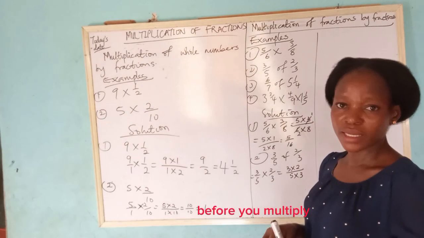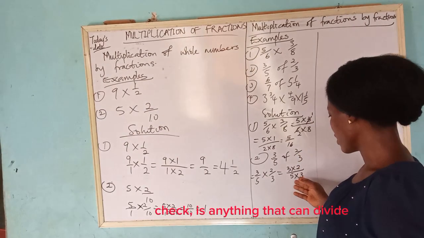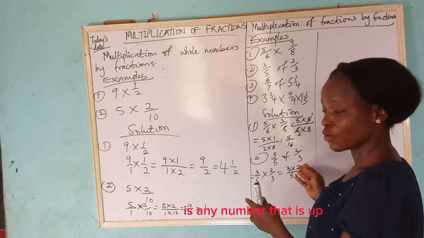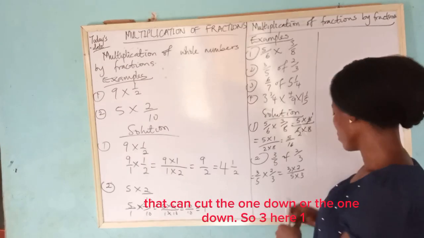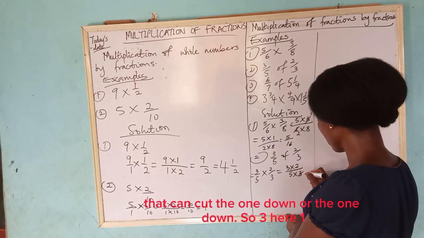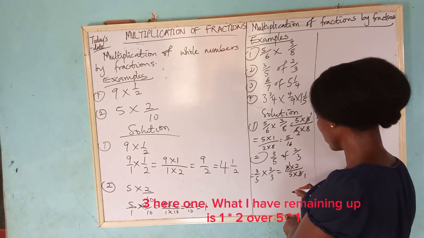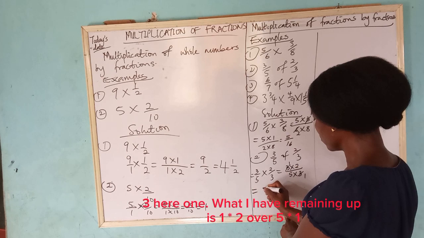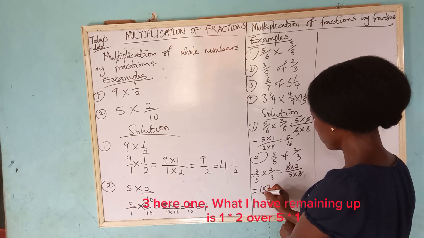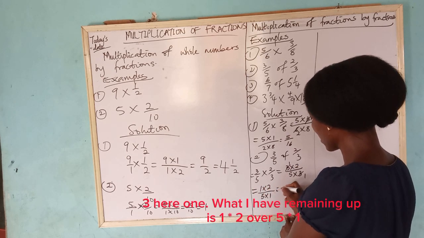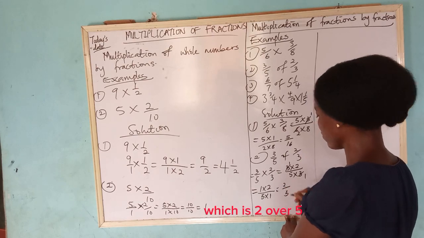Before you multiply, check. Is there anything that can divide? Is there any number up that can cut the one down, or the one down? So 3 here becomes 1, 3 here becomes 1. What I have remaining up is 1 times 2 over 5 times 1, which is 2 over 5.